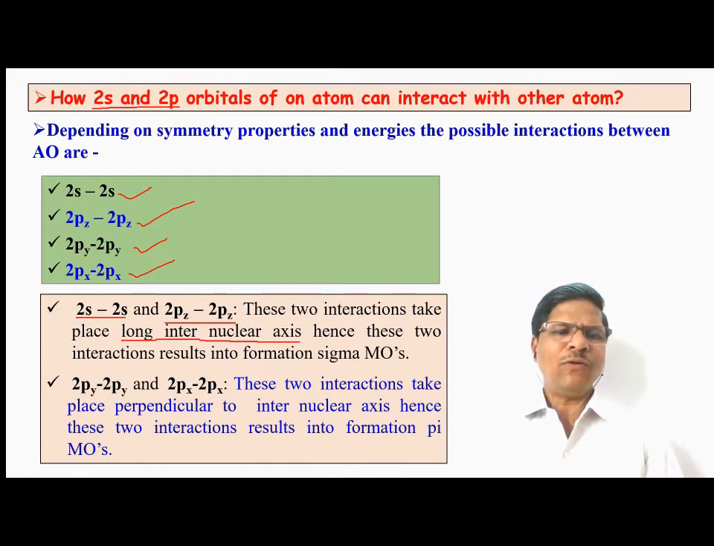While we have the 2py-2py and the 2pz-2pz, these interactions are possible perpendicular to the internuclear axis, and hence they will result in the formation of the pi molecular orbital. So we have a total of four types of orbital interaction: 2s-2s and 2pz-2pz, and these will result in the formation of the sigma type of molecular orbital, while the 2px-2px and the 2py-2py will result in the formation of the pi types of molecular orbital.